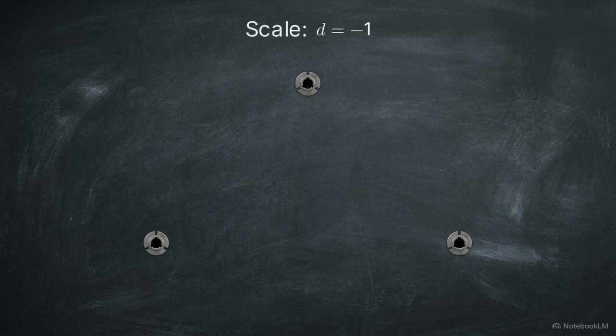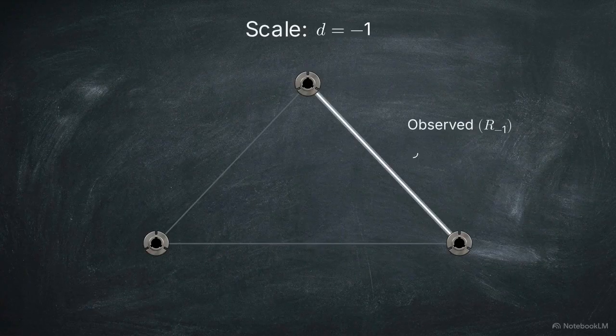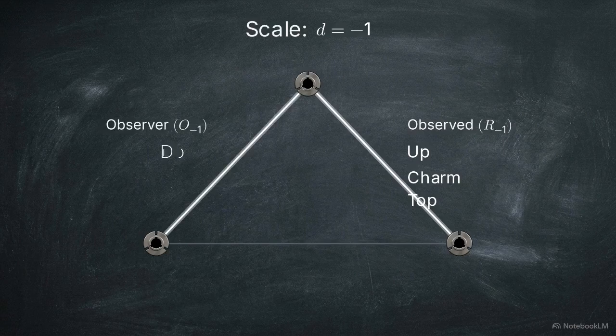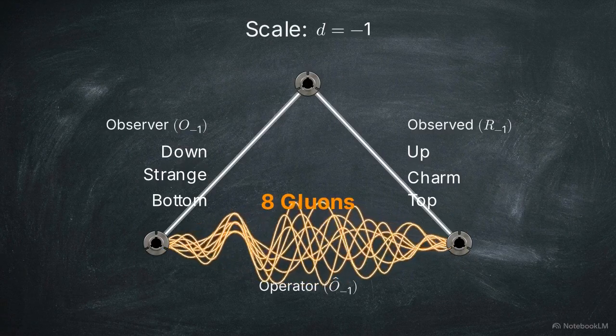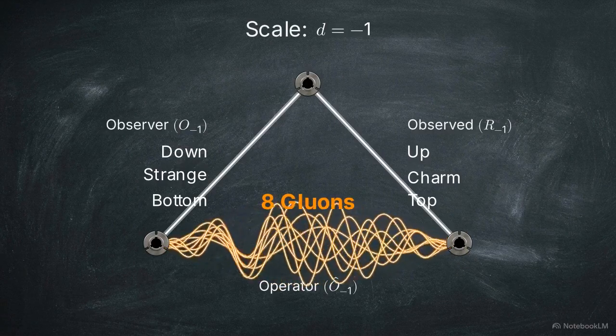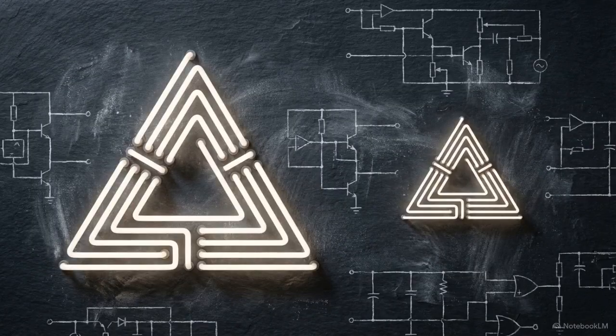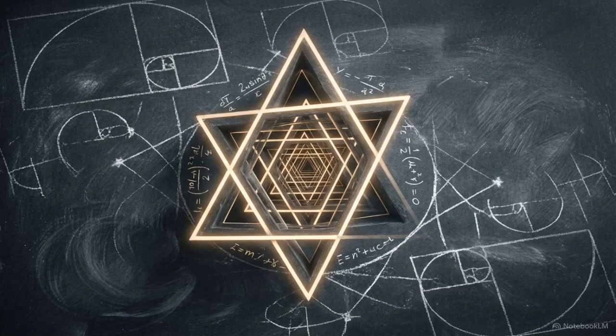At this scale, the triadic loop generates the 6 flavors of quarks. The up, charm, and top quarks occupy the observed node, while the down, strange, and bottom quarks act as the observer. The strong force binding these quarks is the operator node. When expanded, it reveals the same 8-channel network, which here represents the 8 distinct gluons. This shows that quarks and protons are not different types of matter. They are the same geometric roles repeating at a smaller, recursive scale.